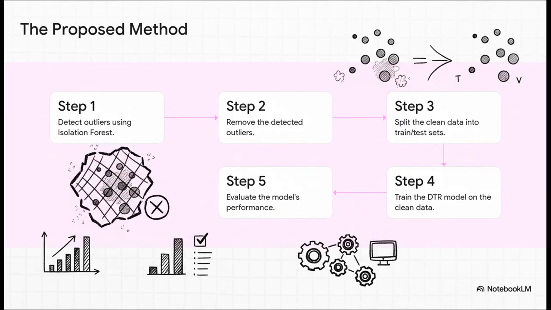So the researchers built out this clear 5-step plan. First, you detect the outliers. Step 2, you remove them. Simple enough. Then you split that nice, clean data into training and testing sets. You train the model, and finally you see how well it did. It's a really logical and powerful workflow.